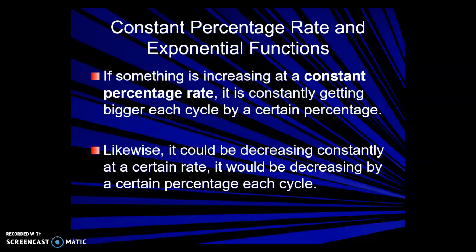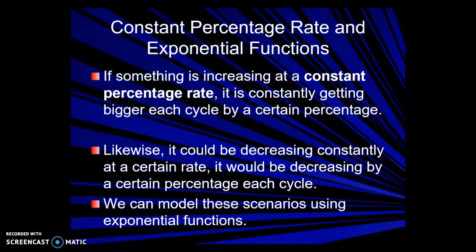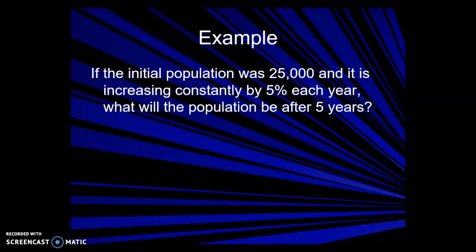Each cycle could be a month, it could be a year, it could be a couple hours. So you have to pay attention to what the cycle is. The cycle, most oftentimes, is the exponent on these exponential functions. In example 2, we have an initial population of 25,000. It's increasing 5% each year. What would be the population after 5 years?